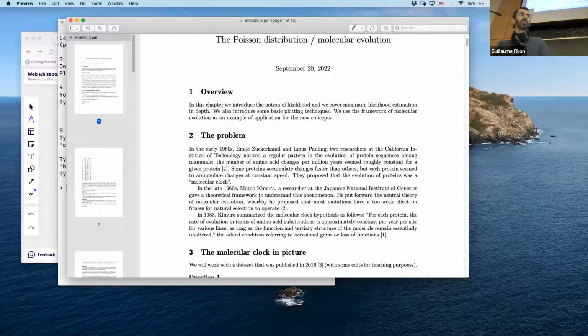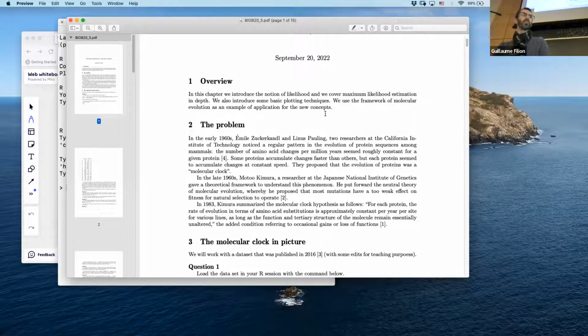So in the early 1960s, Emil Zuckerkandl and Linus Pauling, two researchers at the California Institute of Technology, noticed a regular pattern in the evolution of protein sequences among mammals. The number of amino acid changes per million years seemed roughly constant for a given protein. And so the story starts with an empirical observation.